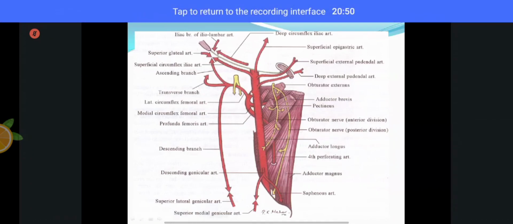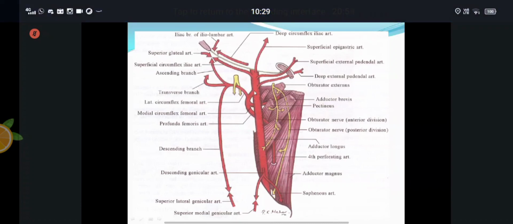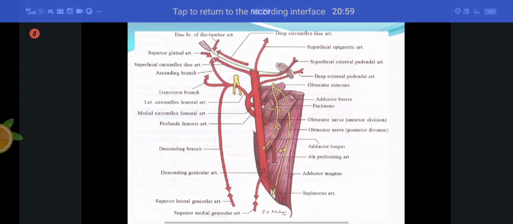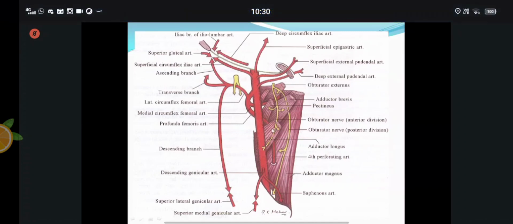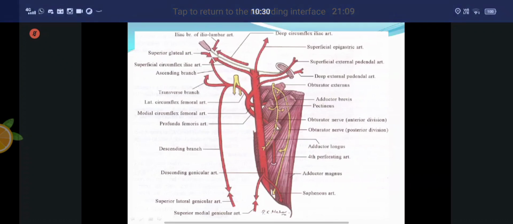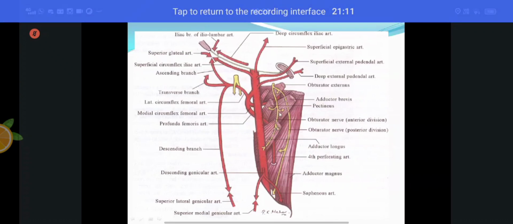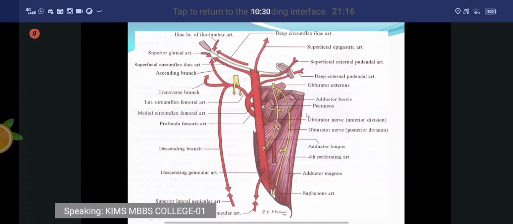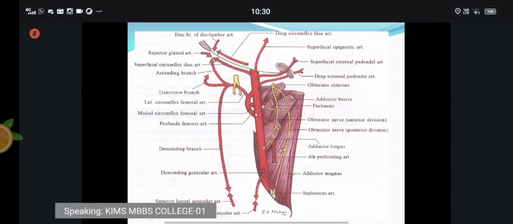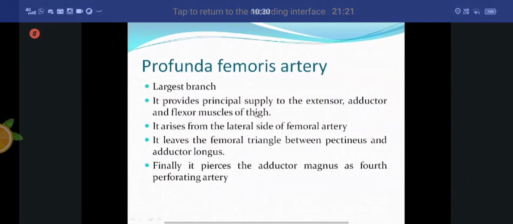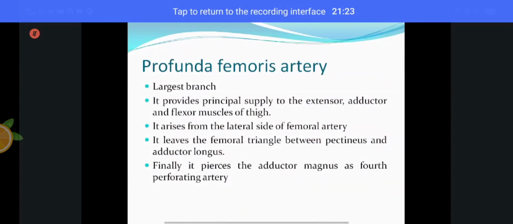You know that the profunda femoris artery is a branch of the femoral artery. And where is it given? It is given within the femoral triangle. Then what does it do? It passes backwards, and then it is between the adductor longus muscle and the pectineus muscle. Now, what are the branches of the profunda femoris artery? The profunda femoris artery is the largest branch of the femoral artery.